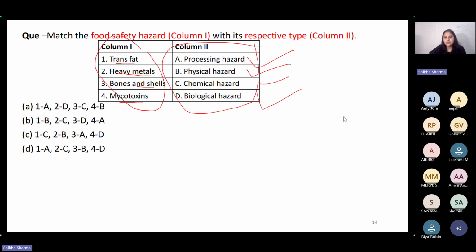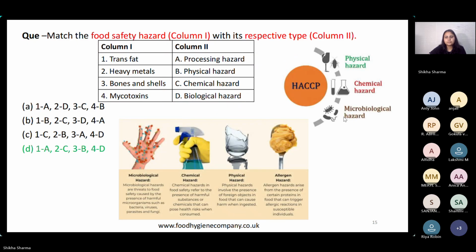Okay, let's discuss this solution. Here answer D is correct. Trans fat is a kind of processing hazard. Then heavy metal is a kind of chemical hazard. Bones and shells are a physical hazard, and mycotoxin is a biological hazard. So we have different types of hazards, as we saw.